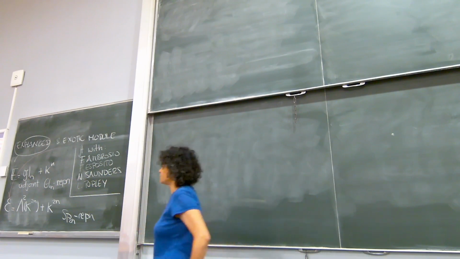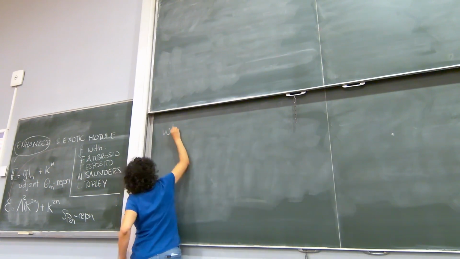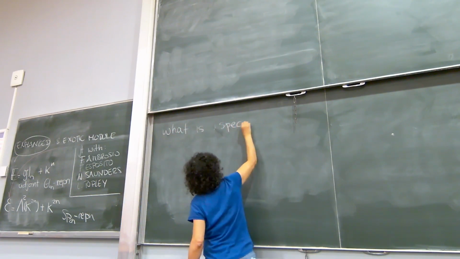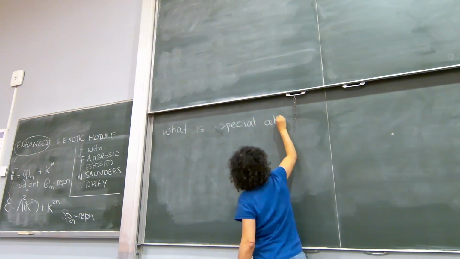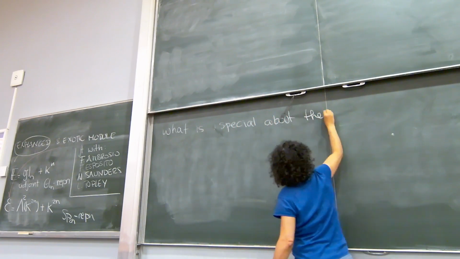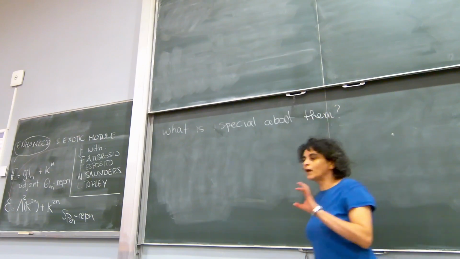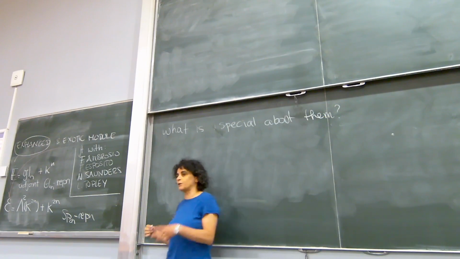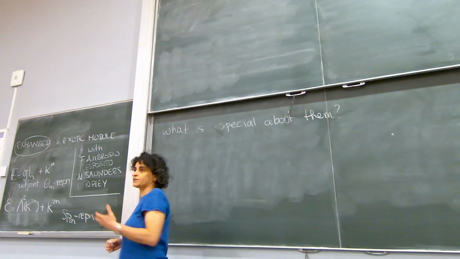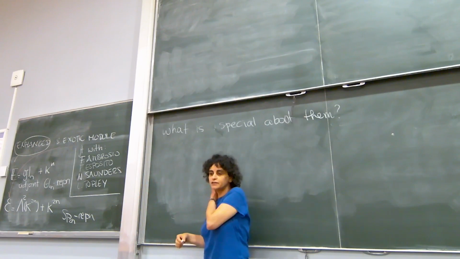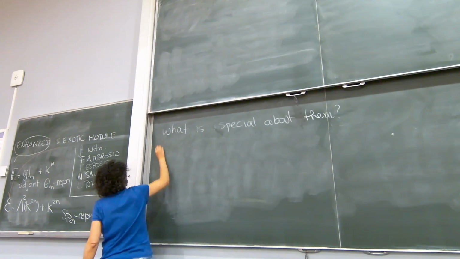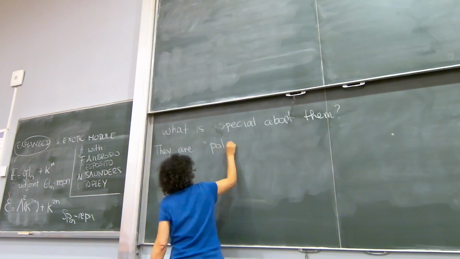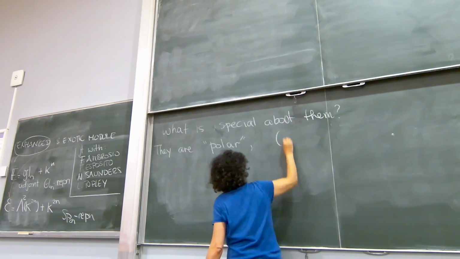Okay, and what is, for instance, special about it? One thing that we can tell about both is that they fit into the framework of some representations that are called polar representations. They have been studied in the 80s by Dadok and Kac. So they are polar in the sense of Dadok and Kac.